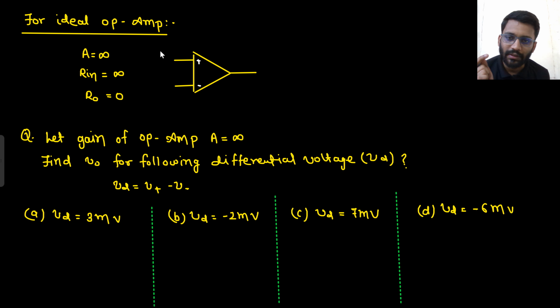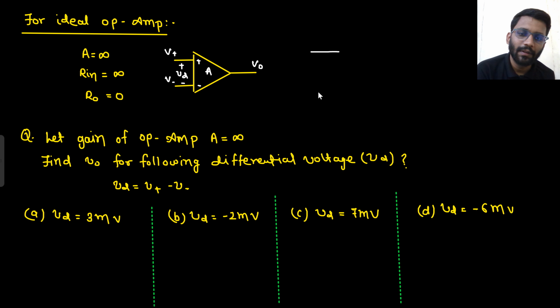This is V positive, this is V negative, and this is your output V0. This is your gain A, and this is Vd. Right? So there is this infinite resistance. Input resistance is infinity. Now it is amplified with the gain A.